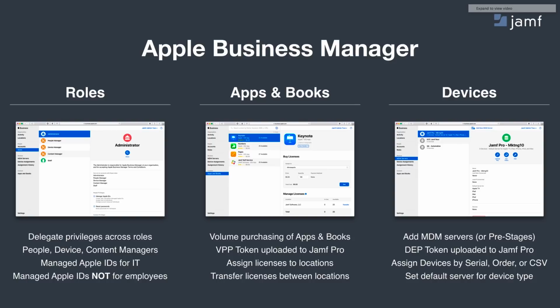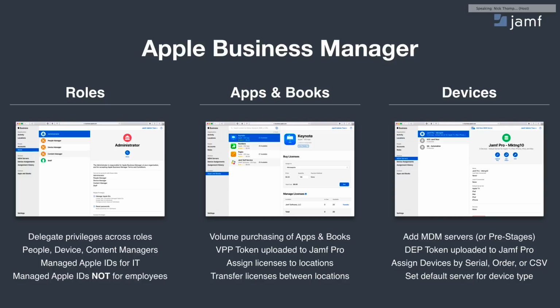The next section, apps and books, right? This is volume purchasing of apps and books. This is the VPP component of what's been migrated over to Apple Business Manager here. And it's a little token that you can upload inside of Jamf Pro that establishes a link, and you can assign licenses to different locations that you set up inside of Business Manager. And you can transfer those licenses around between different locations.